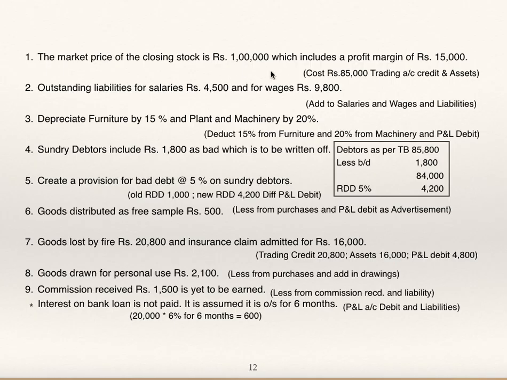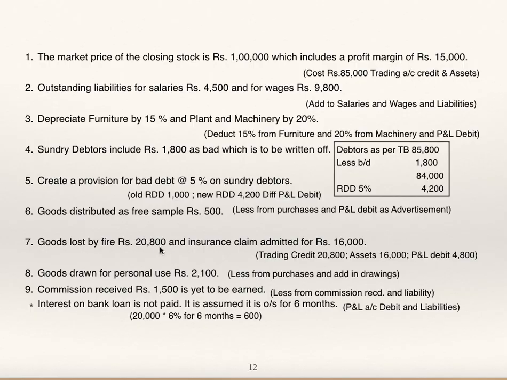Market price of closing stock is 1 lakh, which includes profit margin 15,000. This is the market price of stock which has 15,000 profit. So 1 lakh minus 15,000, 85,000 is the cost of stock. It is to be credited to trading account by closing stock and it is to be shown on the asset side. Second adjustment we have seen, third we have seen, fourth we have seen, fifth we have seen, sixth we have seen, seventh we have not seen.